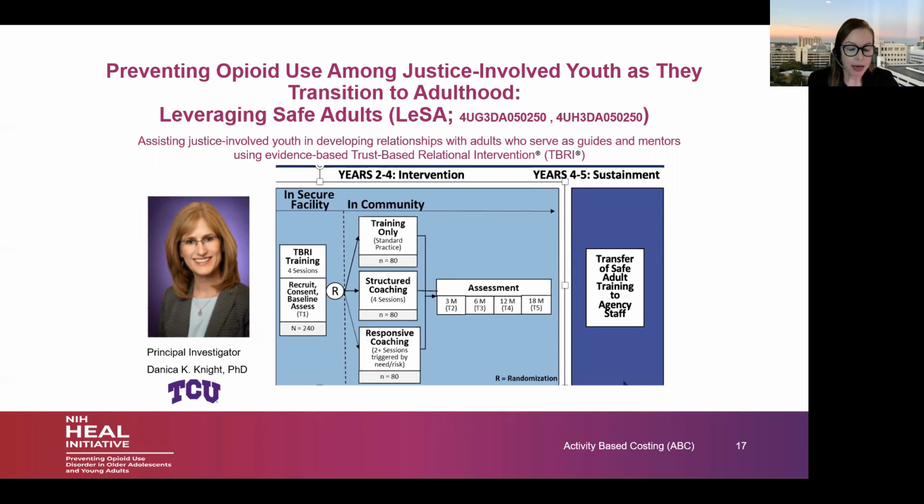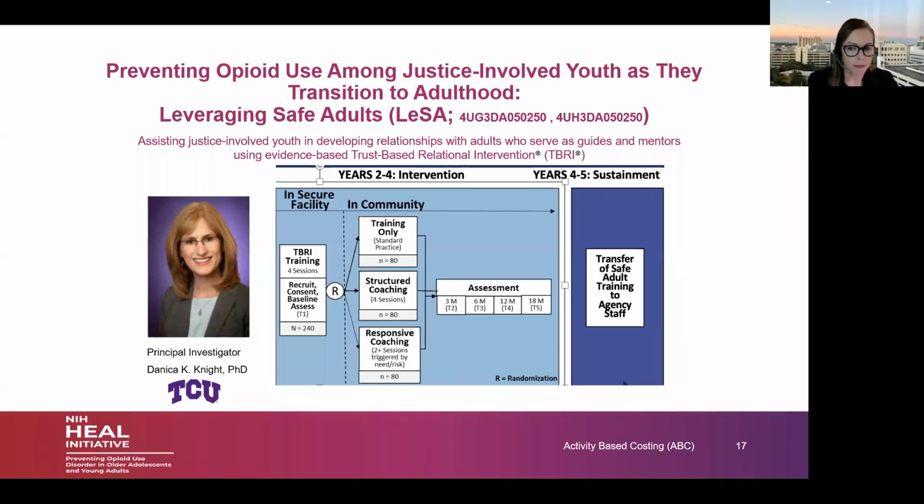This study is a hybrid type 1 effectiveness implementation study where phase 1 focused on the adaptation of TBRI to this setting, juvenile justice setting, and phase 2 is the comparative effectiveness trial. And the comparisons are between TBRI training only, TBRI training plus structured coaching, and TBRI training plus responsive coaching. So this is really focused on comparing different coaching support formats. It has a delayed start design, 3 waves, and an 18-month follow-up.